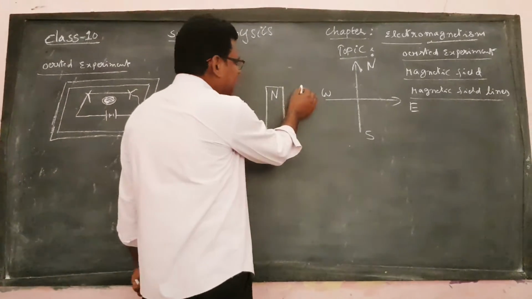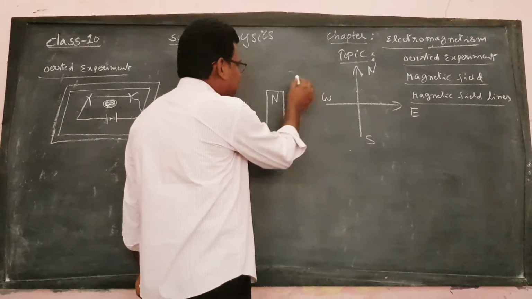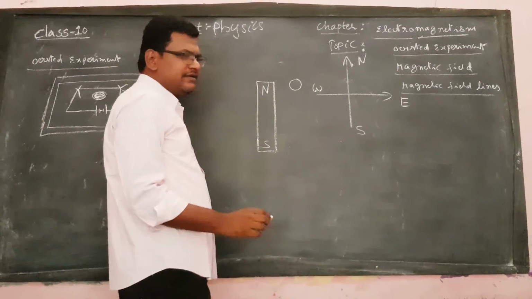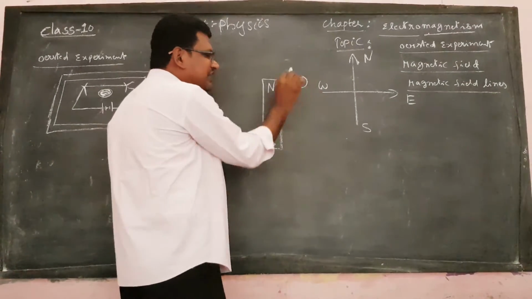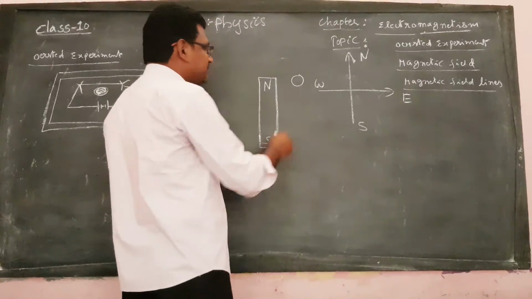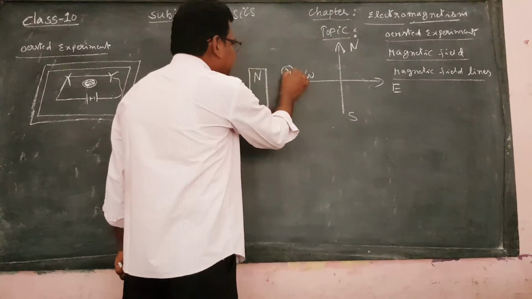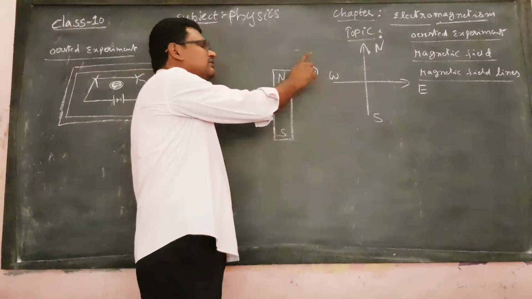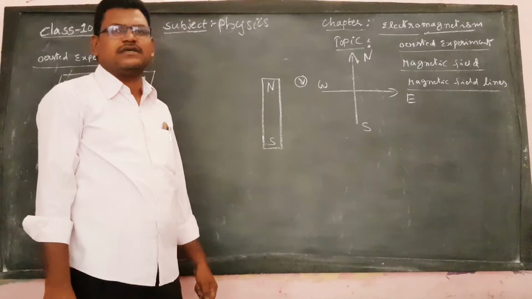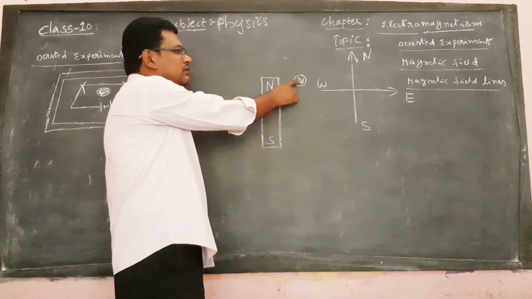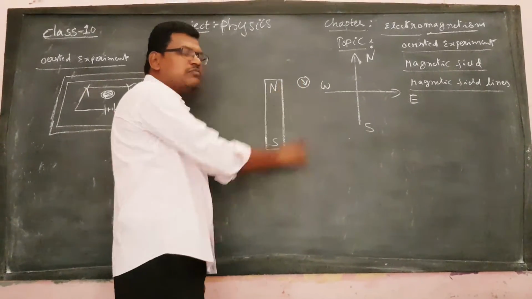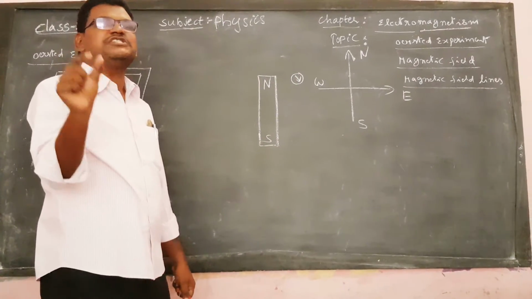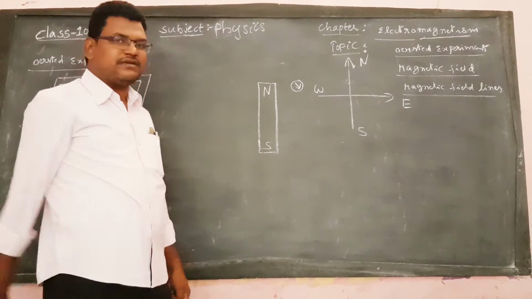Now, if we take a compass box near a magnet, the needle in the compass box deflects. Why is the needle in the compass box deflecting? The magnetic needle in a compass box always shows the resultant direction of the external magnetic field.